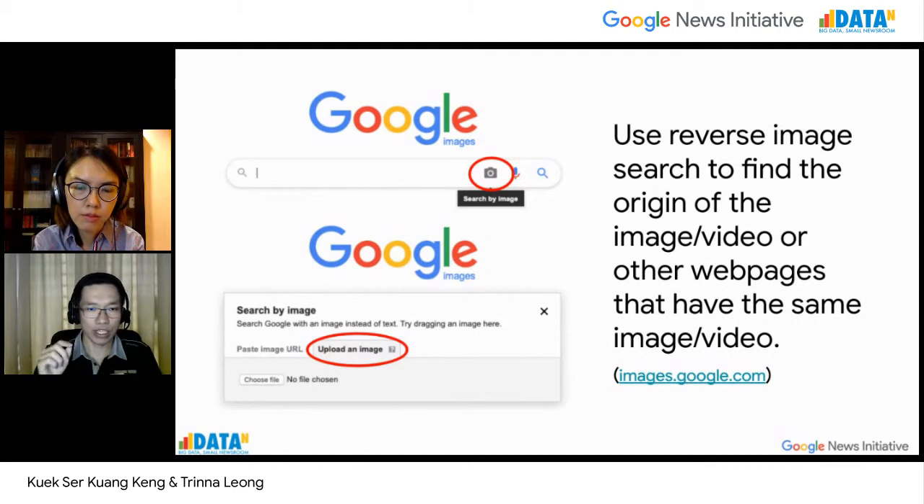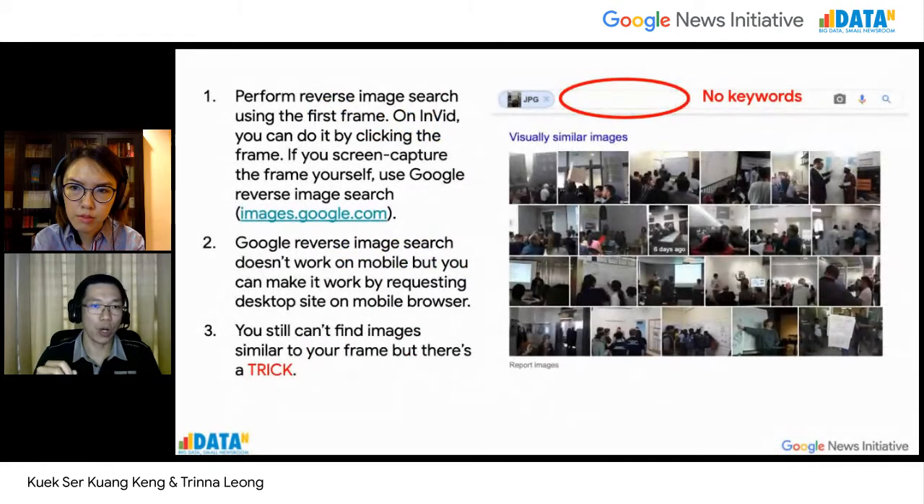One tip here is that if you are doing this reverse image search on mobile, if you go to images.google.com on your mobile phone, it doesn't show you the camera icon, right? In that case, you have to click on your mobile browser and ask to request for desktop site, which means that it shows you the desktop version of Google Images, not the mobile version, because the reverse image search is not available on the mobile version.